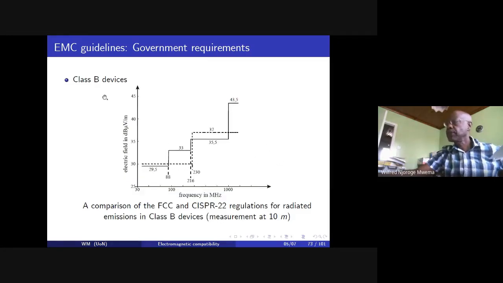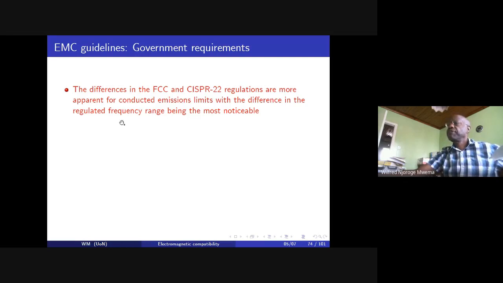megahertz. For class B, again, we have a similar value. This is coming from the FCC, and this is coming from CISPR. And here, all of the measurements have been put at 10 meters from the emitter. So the differences between the FCC and the CISPR 22 regulations are more apparent for conducted emissions limits, with the differences in the regulated frequency range being the most noticeable.